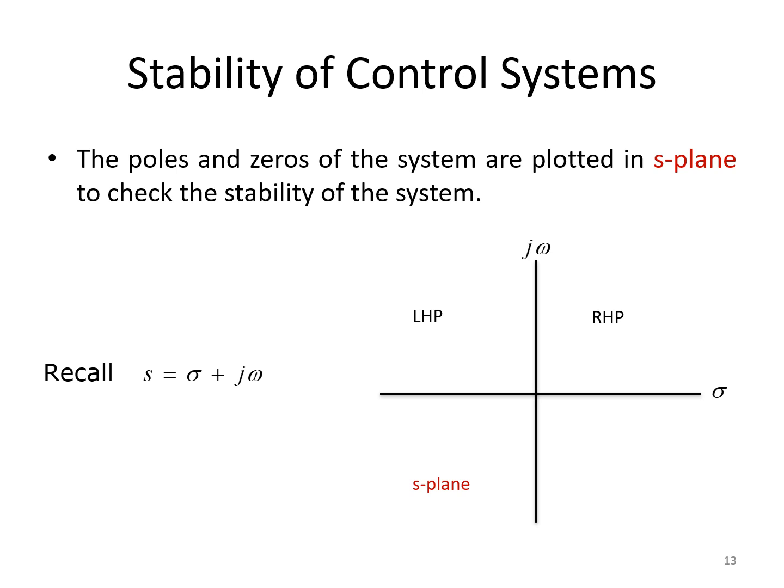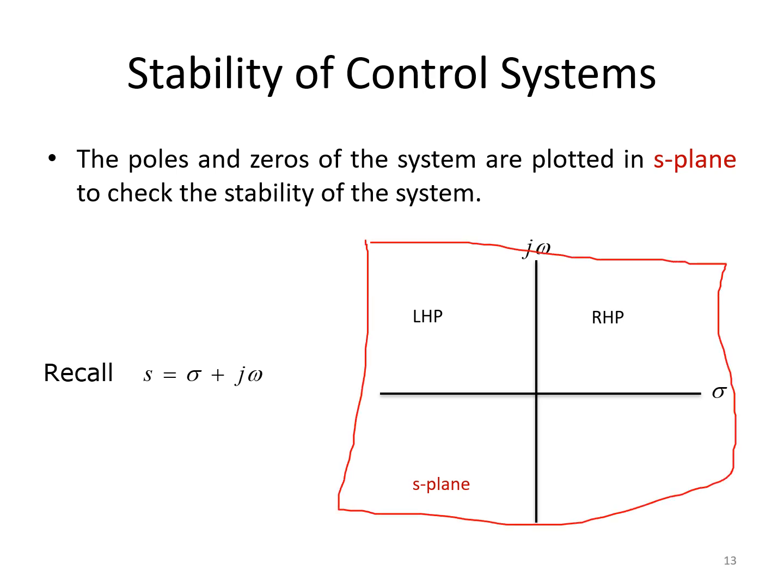Now coming to the stability analysis of system using poles and zeros. The poles and zeros of the systems are plotted in the S-plane to check the stability of the system. This is called our S-plane. This is called the left half plane and this is your right half plane. Here this is your real axis and this is your imaginary axis, and S is considered to be a complex value which is represented in the form sigma plus j omega.